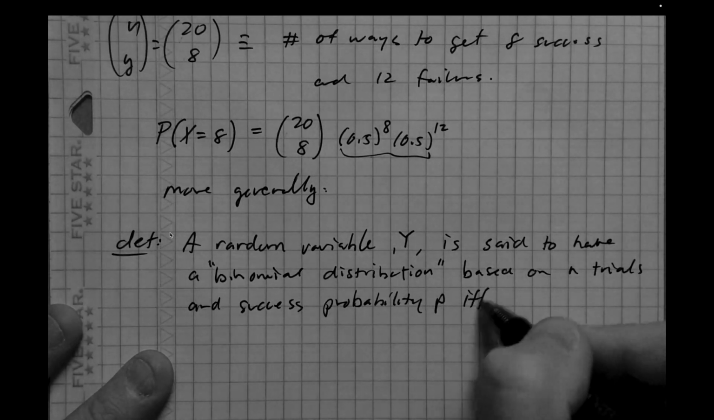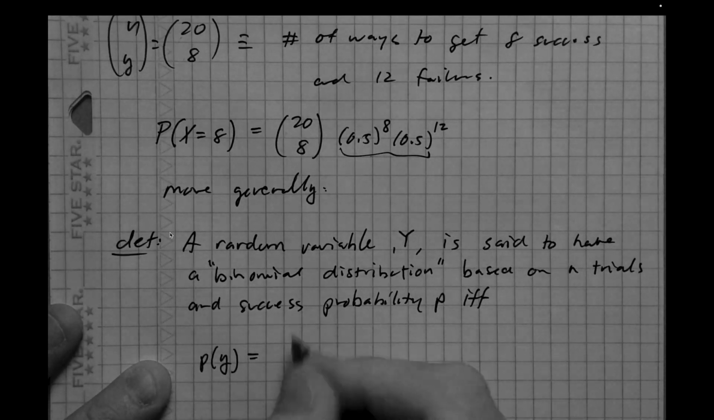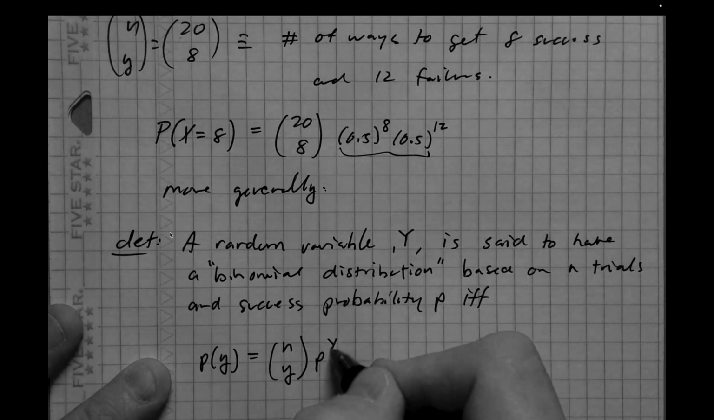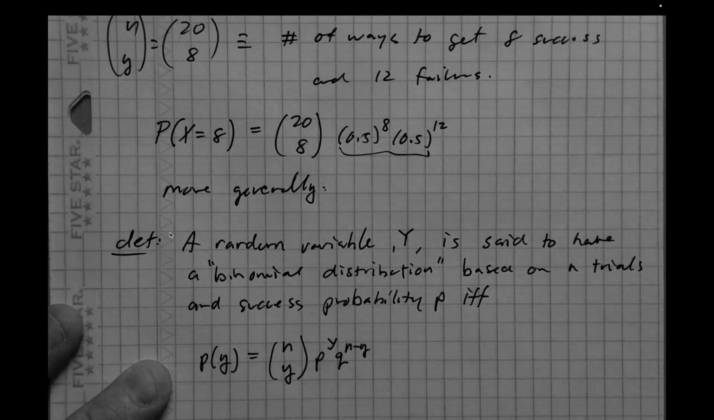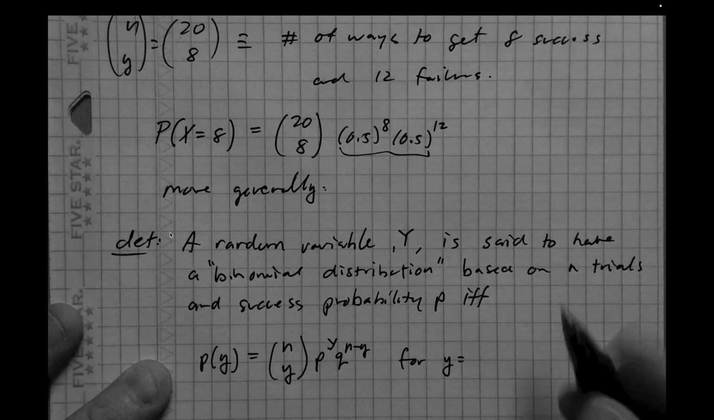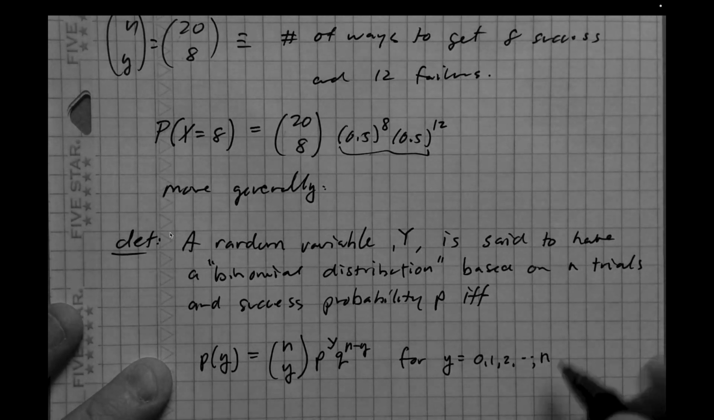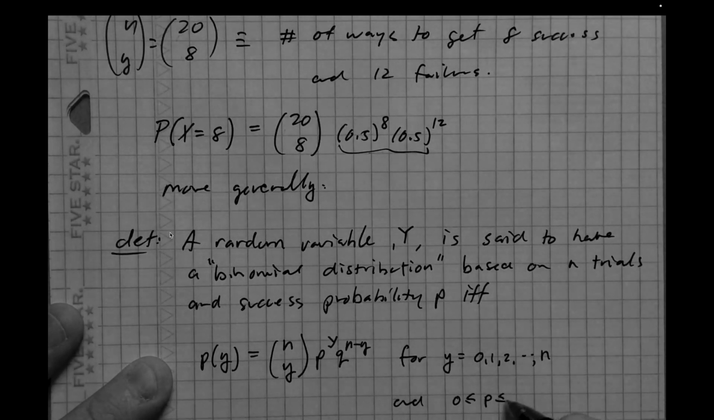if and only if the probability of Y is equal to n choose y times p to the y power times q to the n minus y power. And this is going to be for y equals 0, 1, 2, all the way up to n, and p between 0 and 1, of course.